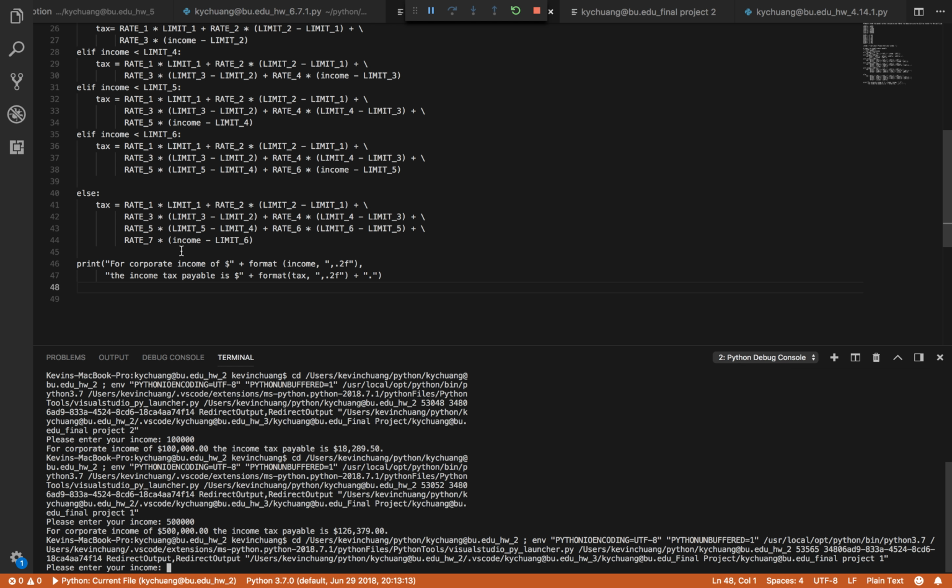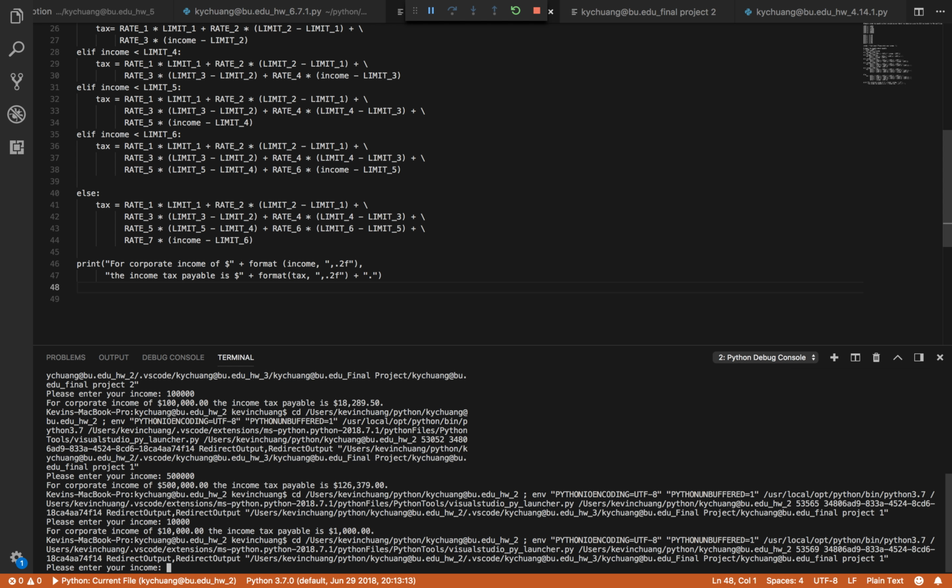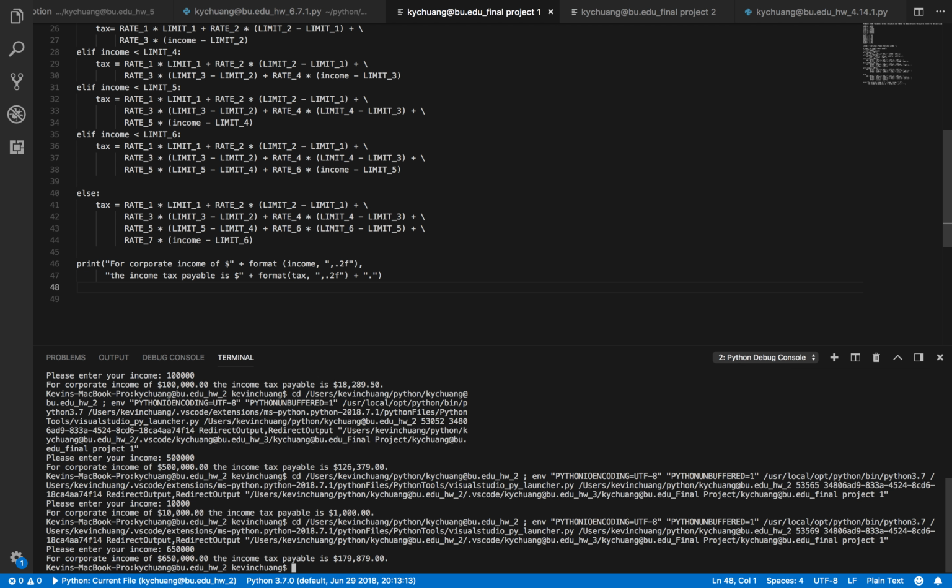If a married filing jointly is making, say, $10,000, they should be in the 10% tax bracket, so that would be $1,000. So that's correct. The income tax payable is $1,000. If the married filing jointly is making, say, over $600,000, so let's say they make $650,000, their tax liability is, in this case, $179,879, which is at the 37%. So you can verify that with the calculator.